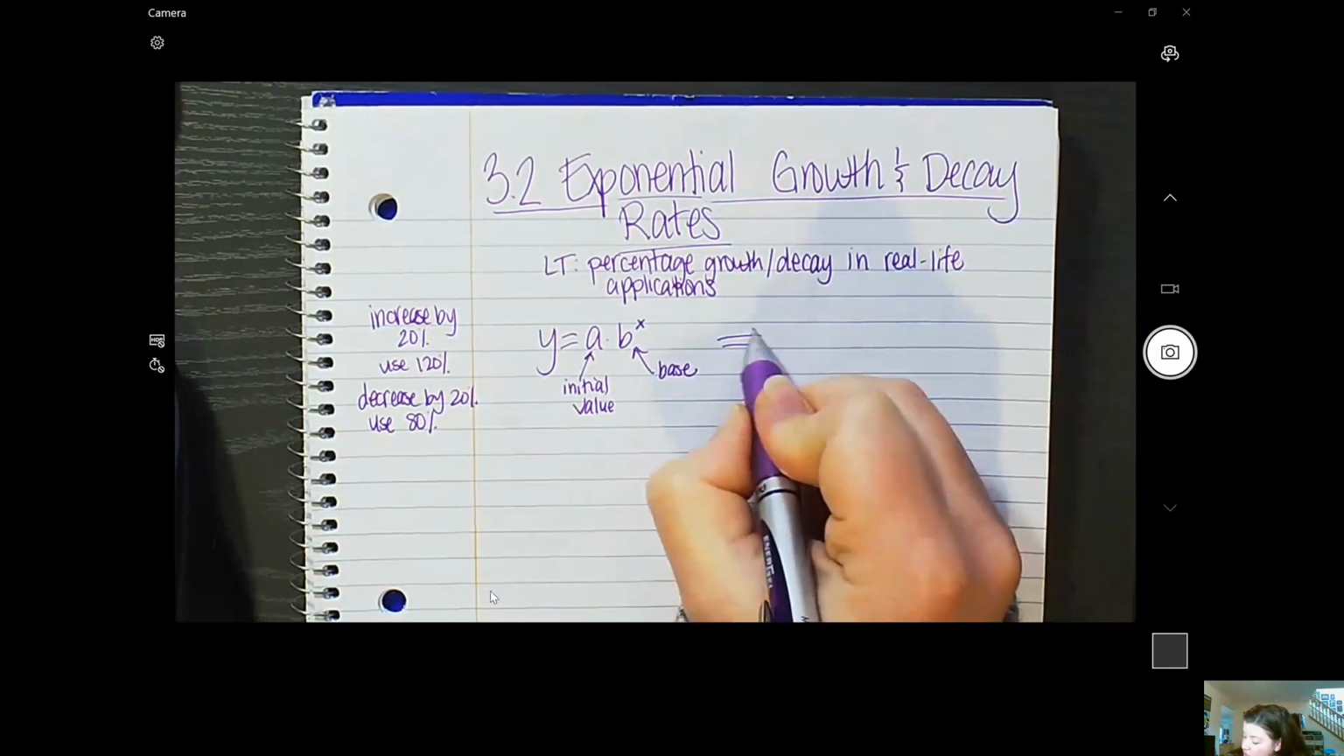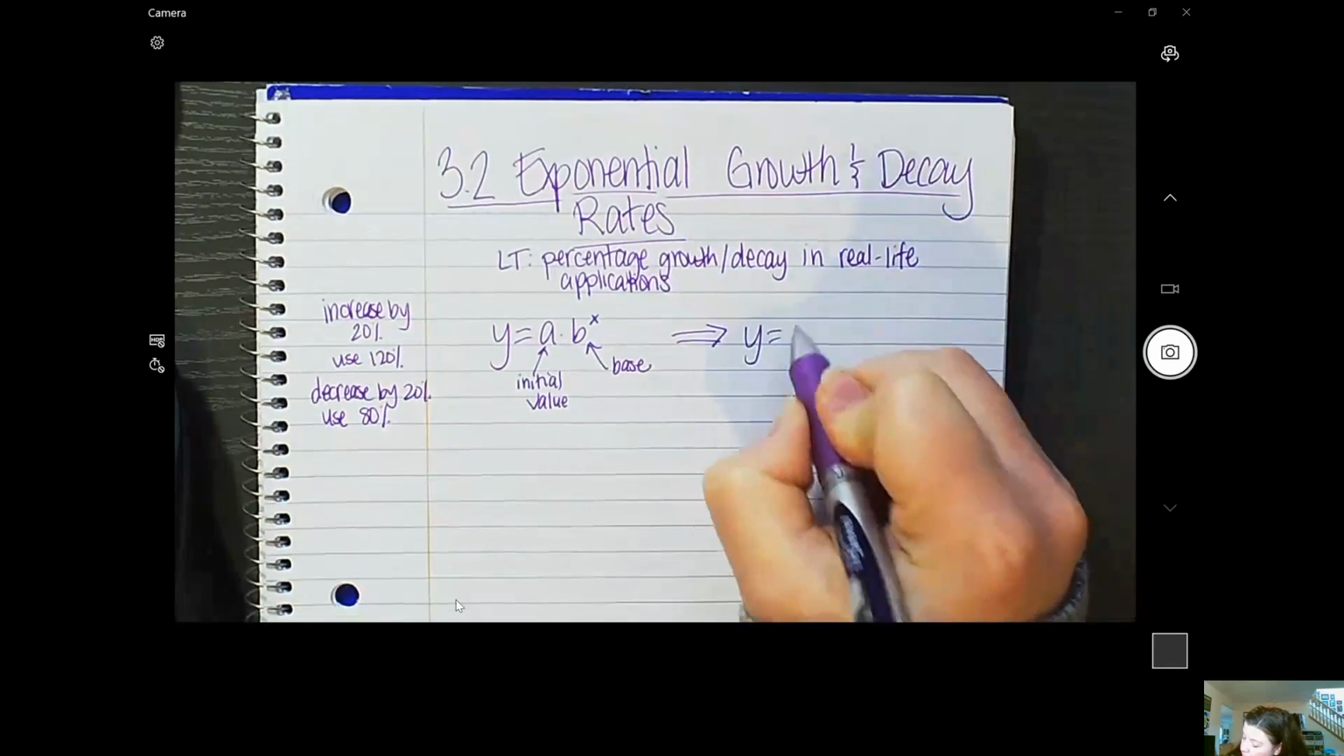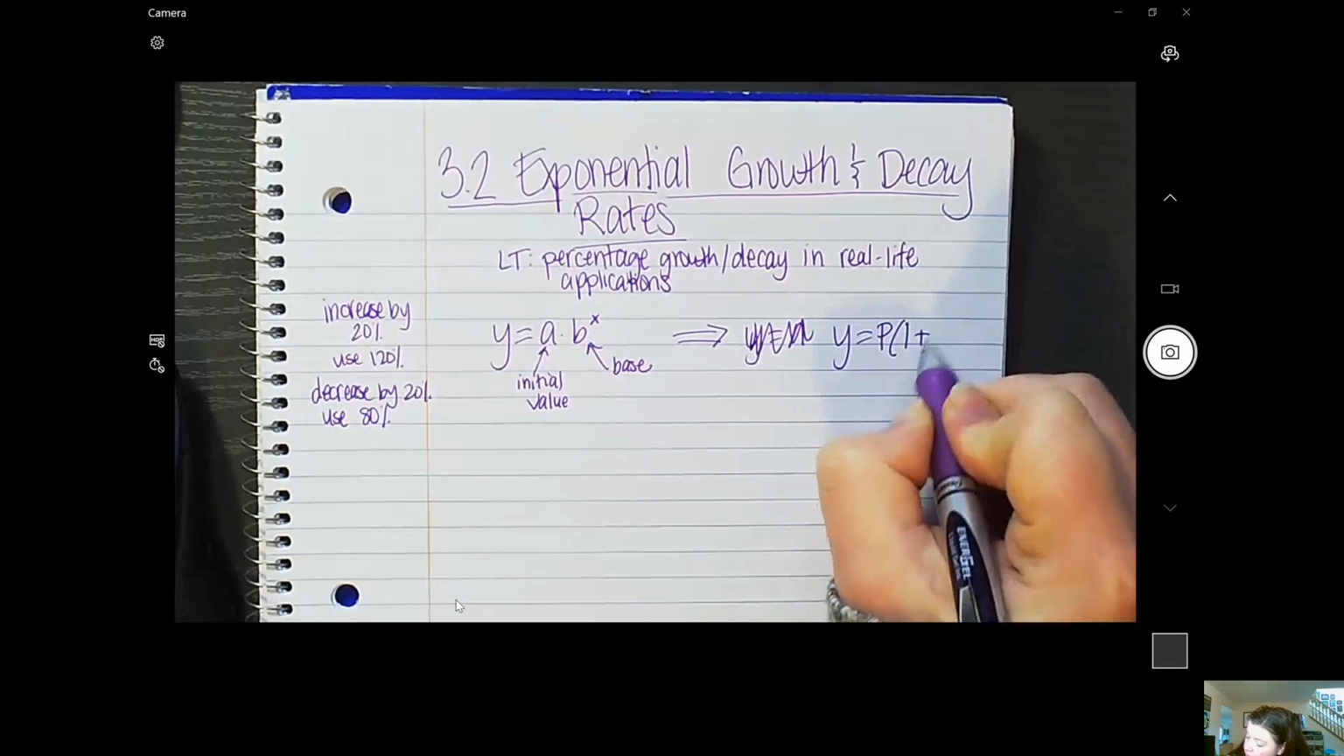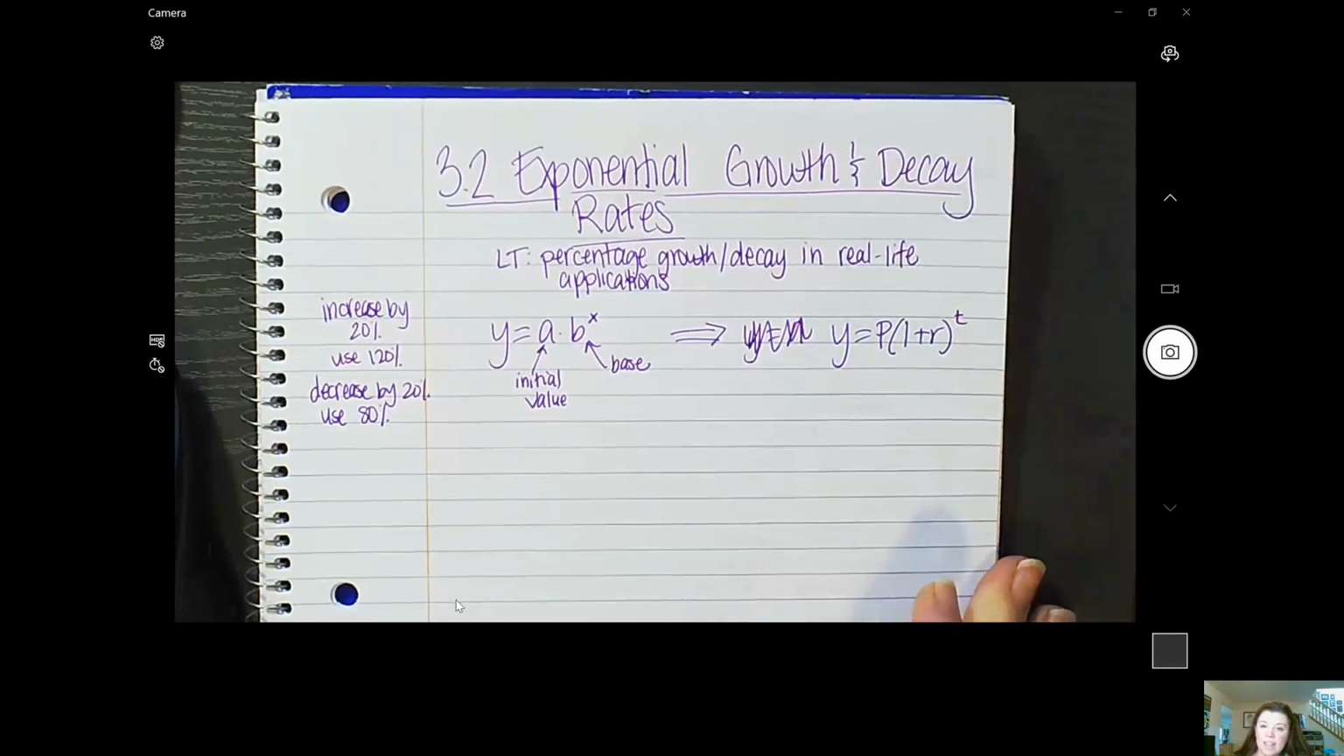So what you're going to see today is your model look like this. Oops, wrote that wrong. You're going to see it look like that.